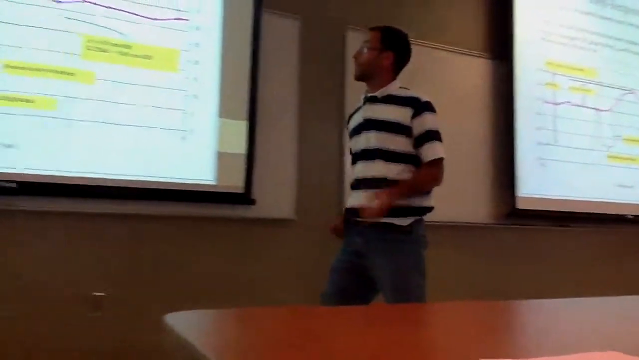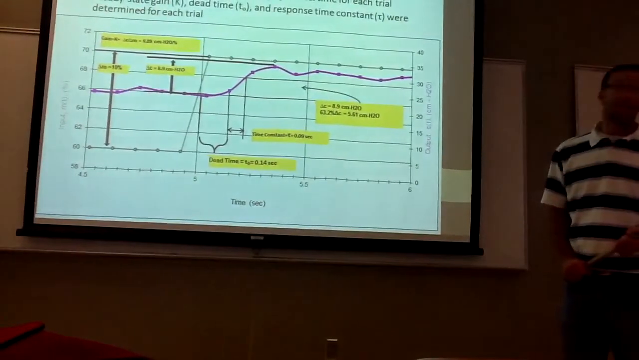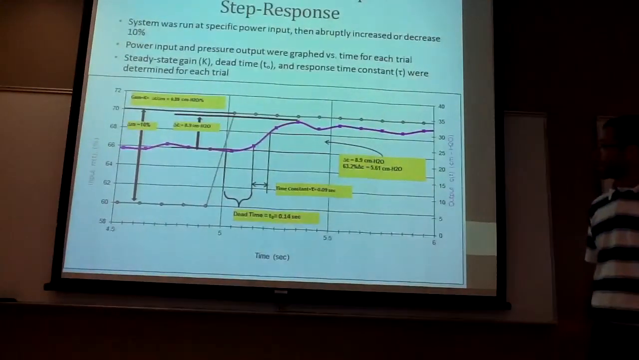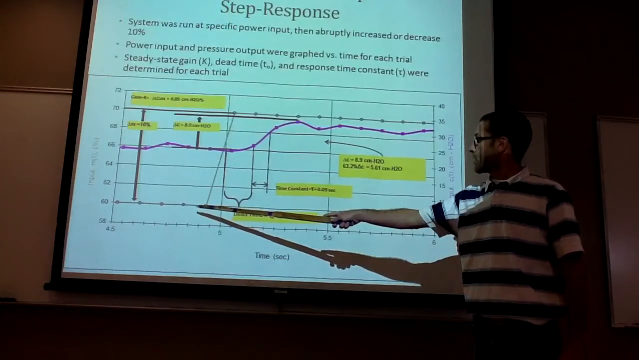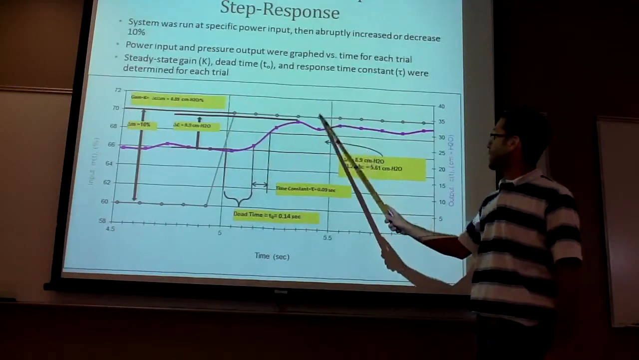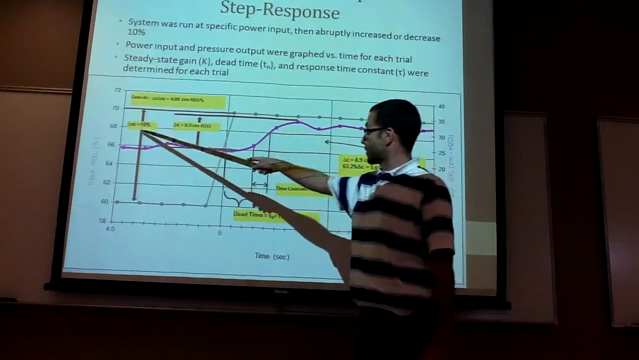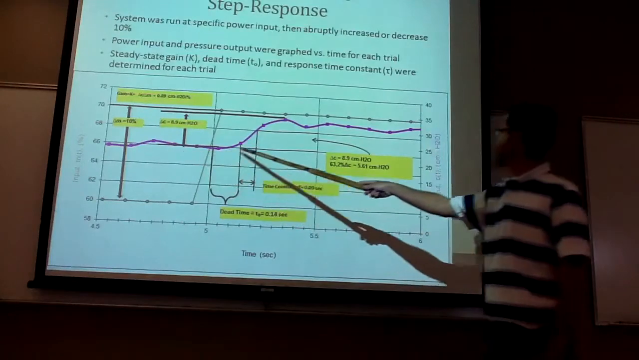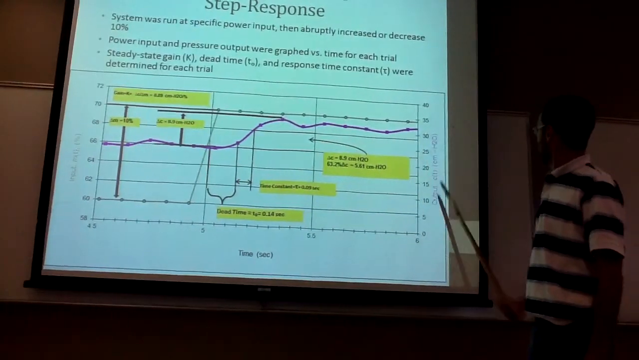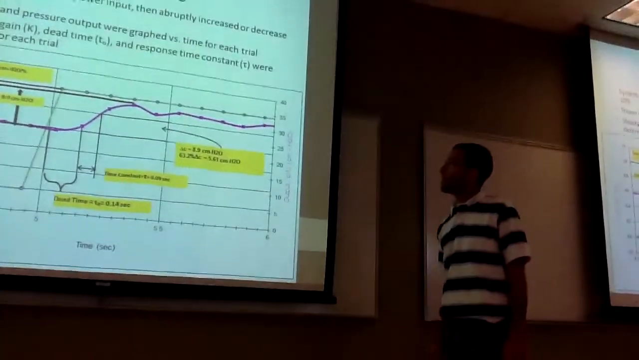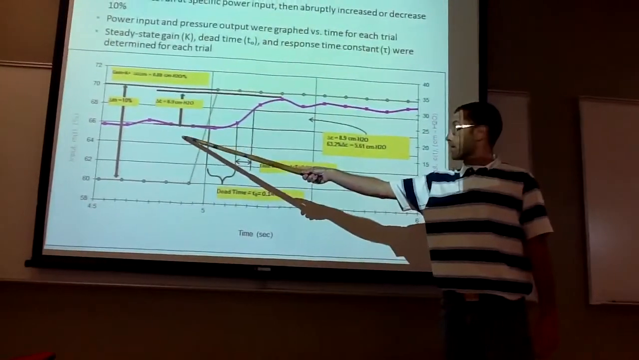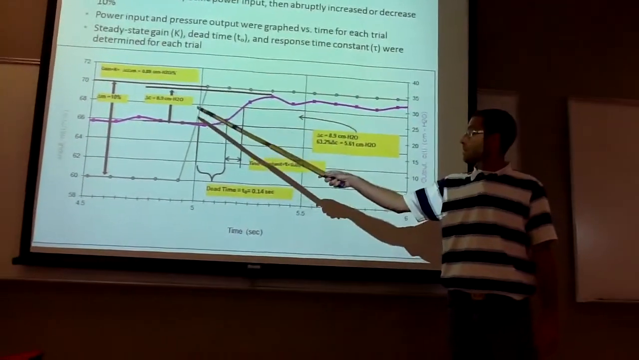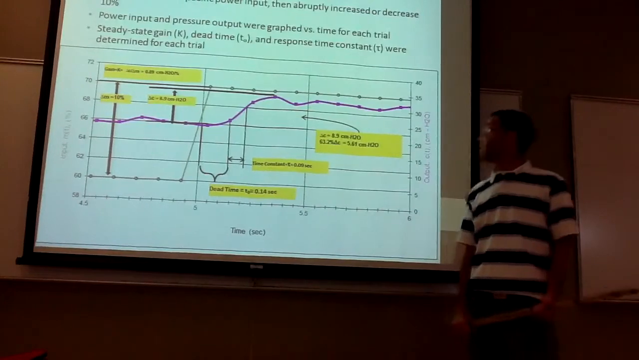And some of the things we were looking for were a steady state gain, dead time, and response time constant. So this is an example for one of our trials. This was a jump up from 60% power input to 70%, so again, a 10% increase, which is represented by the delta M. And this is the actual pressure, the pink color, which is output in centimeters water. An average was taken for the first part of the experiment and then after the step up, and the difference between those two, measured in centimeters water, is delta C.